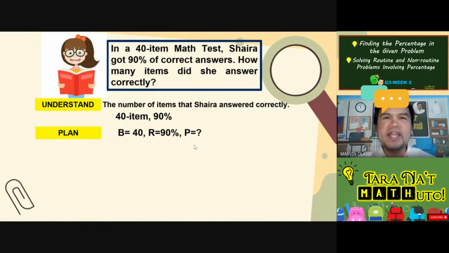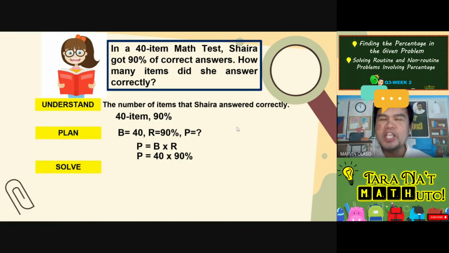To find the percentage, let us use the formula P equals B times R, and substitute the values of the given numbers. So we have P equals B, which is 40, times R, which is 90%. To continue, let's solve for the value of the percentage, or letter P.